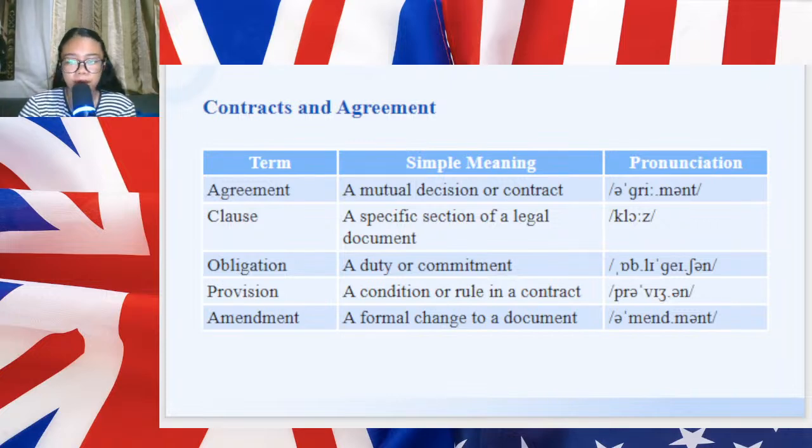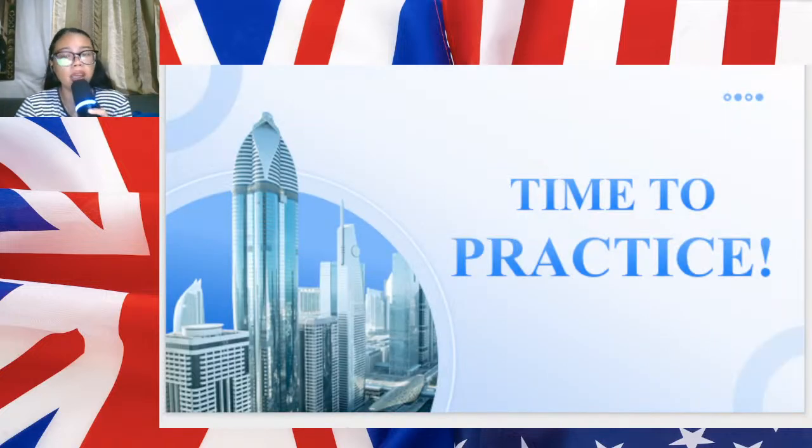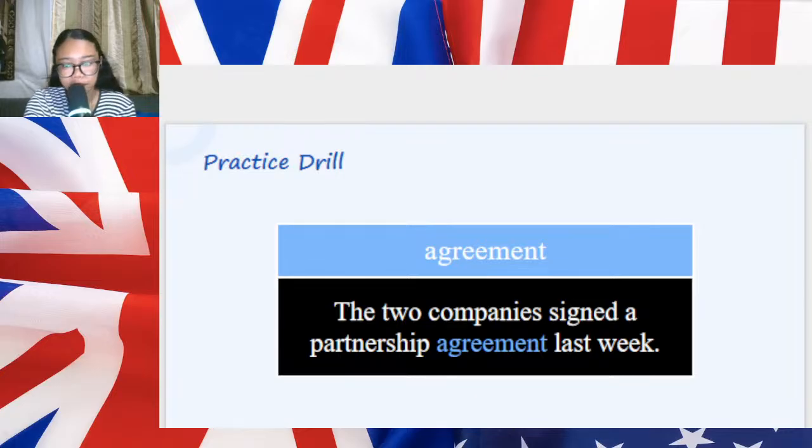All right. So that is the first set of words for formal legal terminologies under contract and agreement. Now, to check if you're following with me, of course, we will be doing a practice drill. So it's time to practice. Now, what I want you to do is just to read the sentence with me in your own comfortable space there. Okay? All right. Let's start with the first word, agreement.